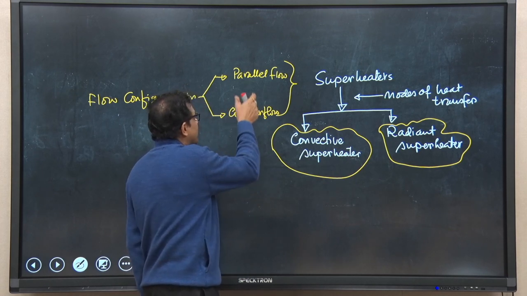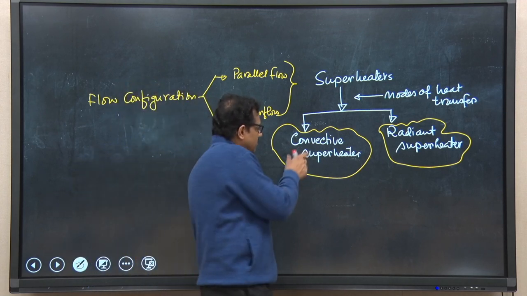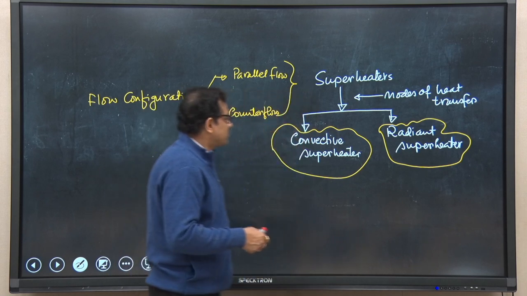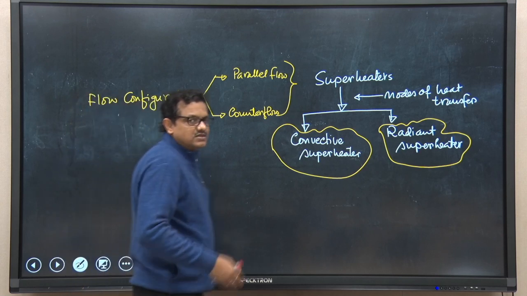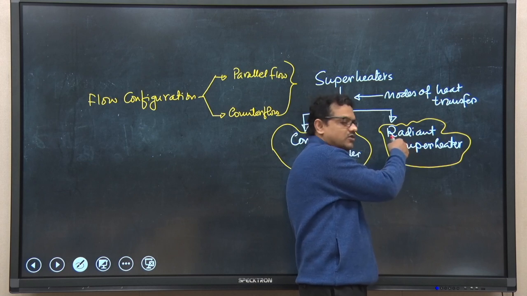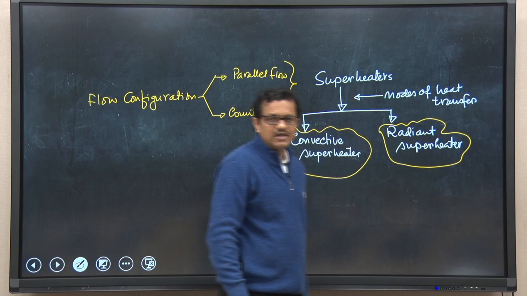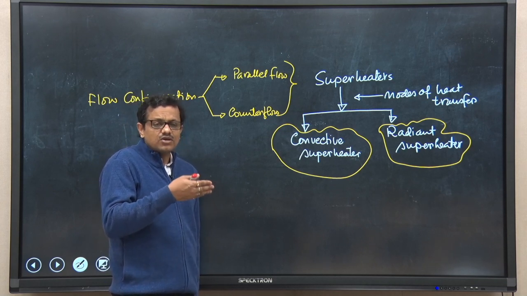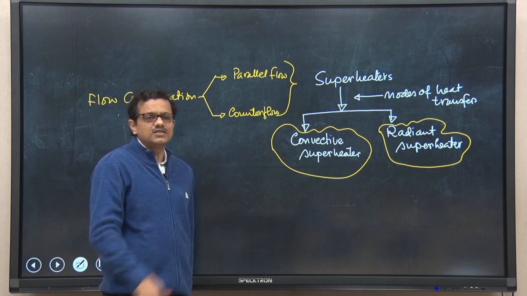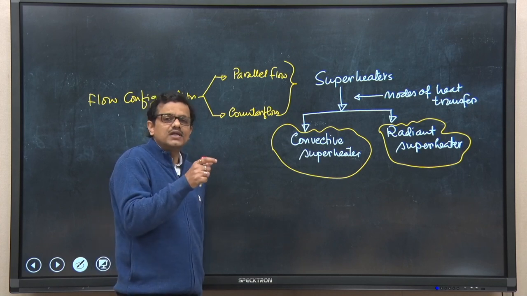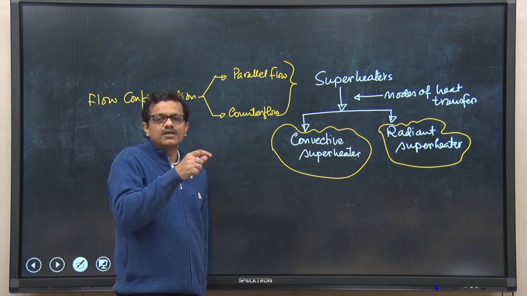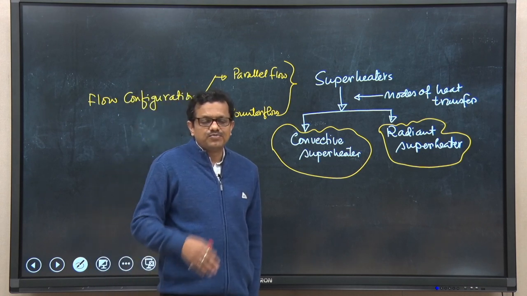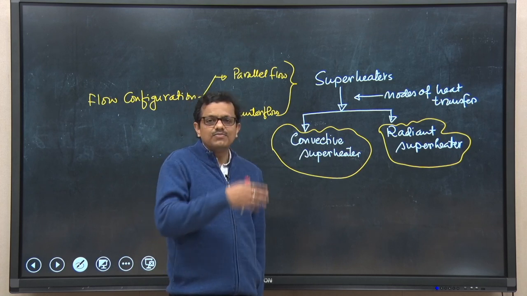So, you can understand this classification into counter flow and parallel flow is very, very important for the convective superheater. But still, why am I discussing this issue? When you are talking about flow configuration, it is not the case that there is no flow of steam for the radiant superheater. Even for the radiant superheater, there is a flow of steam through the superheater, but in that case the flow of the combustion products is not that important, because the radiative mode of heat transfer is the dominating one. The superheaters are placed in a zone which is very close to the combustion chamber of the boiler, and it is because of this position that the radiative mode plays an important role.